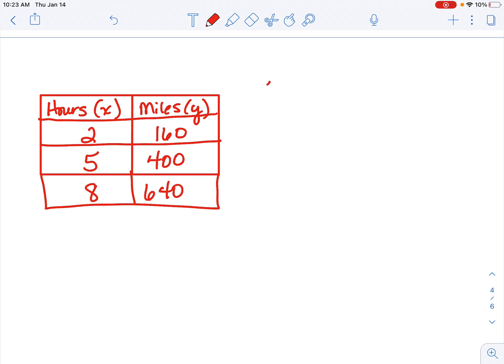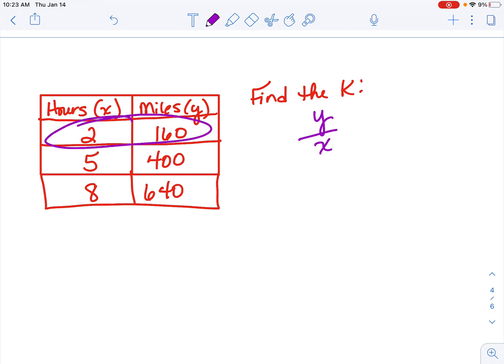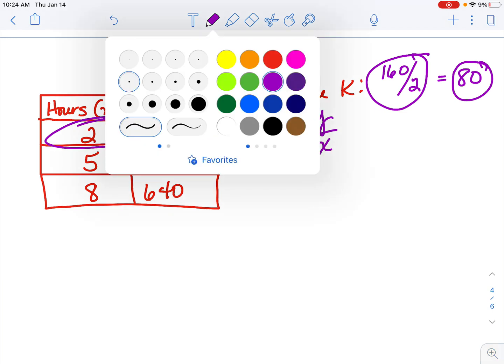Okay, so over here I asked you to find the k. Remember, k is y over x. So I just picked the first numbers. So I can say k is 160 over 2. Now, if you want to say 160 divided by 2, which is what this is saying, you could also say that it equals 80. You can give me this answer or you can give me this answer. They're both right. I can't talk today, guys. Sorry.